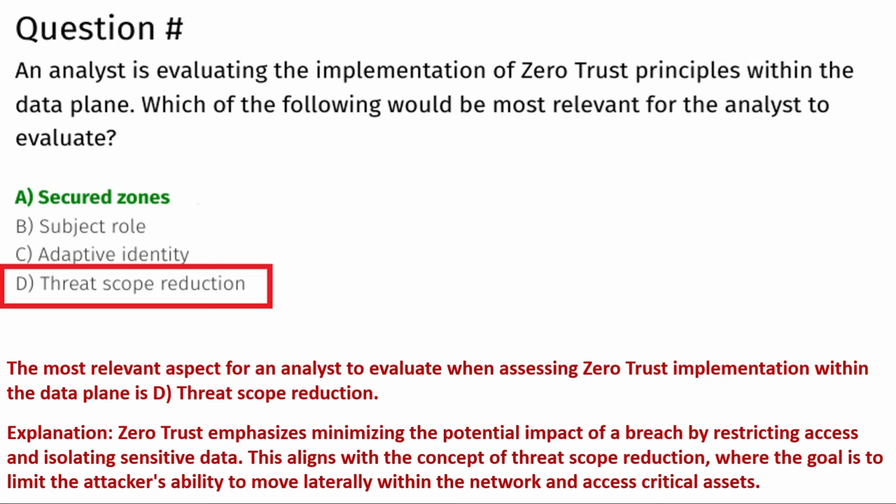And the explanation is, zero trust emphasizes minimizing the potential impact of a breach by restricting access and isolating sensitive data. This aligns with the concept of threat scope reduction, where the goal is to limit the attacker's ability to move laterally within the network and access critical assets. So that's why the correct answer for this question is option D, threat scope reduction.